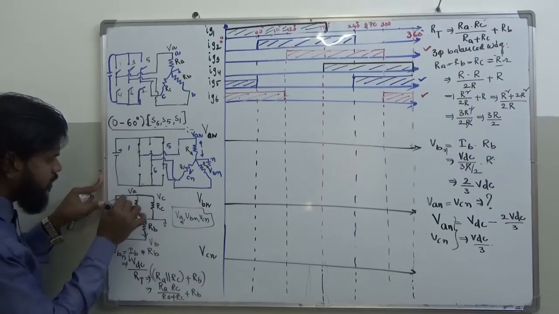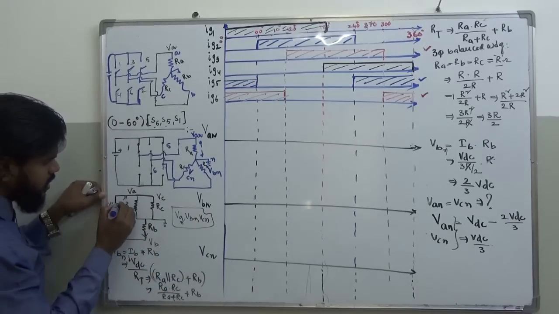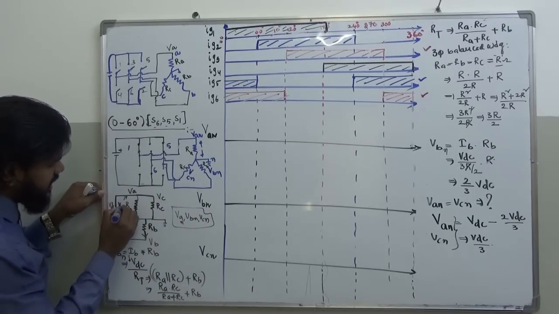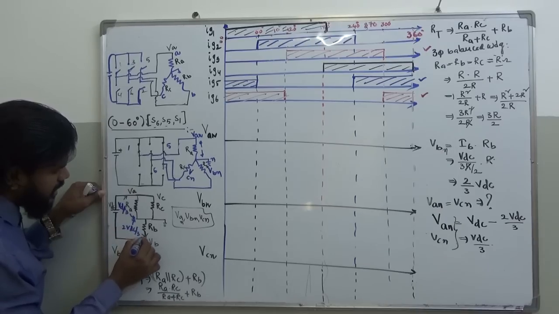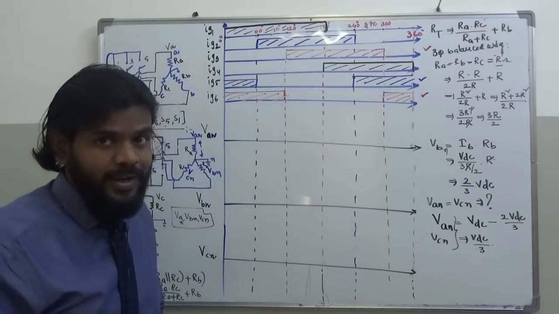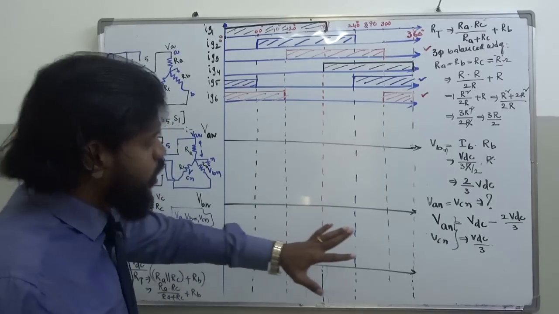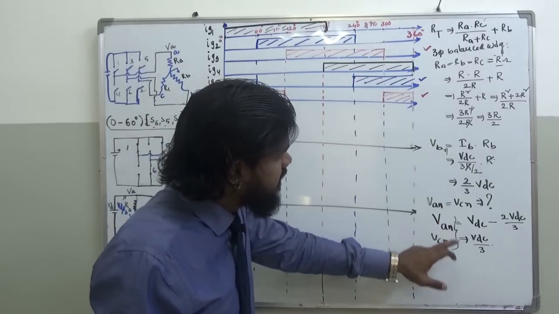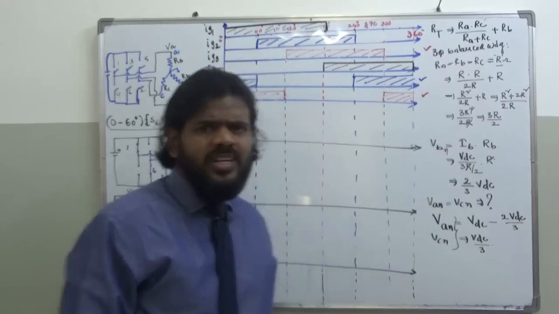So what is the voltage here you're drawing? I mean, you have deduced from that. It's going to be VDC by 3 across this. And here, what is the voltage? 2 VDC by 3. Is that okay, my dear? It's not a simple thing to do, but still we could manage. So VAN and VCN have the same value, which is VDC by 3, and VBN is 2 VDC by 3.